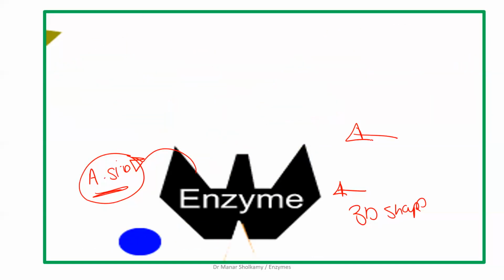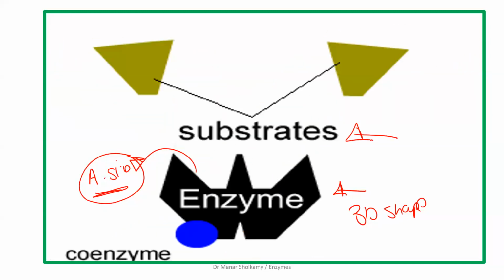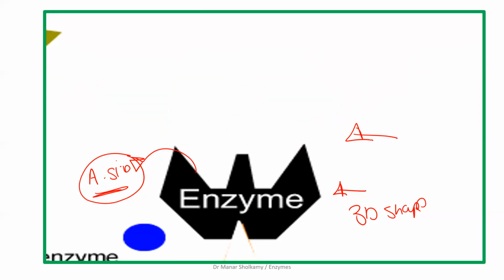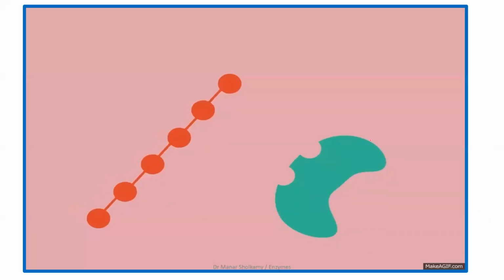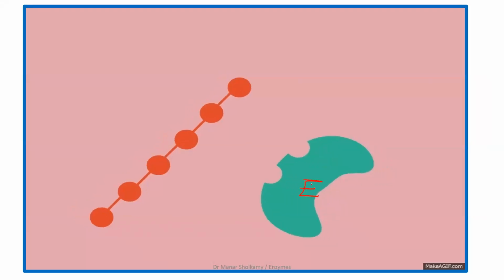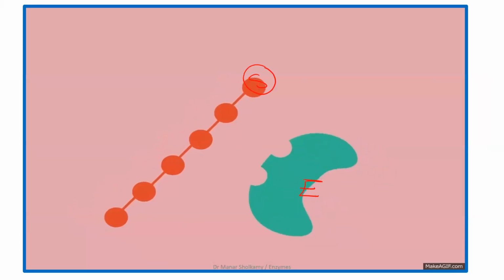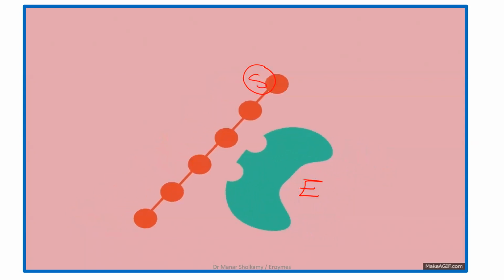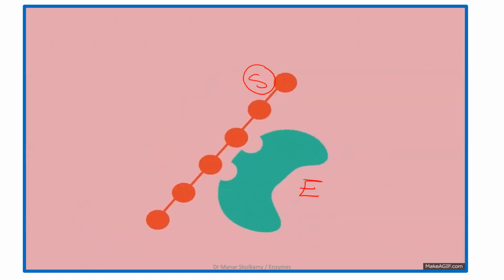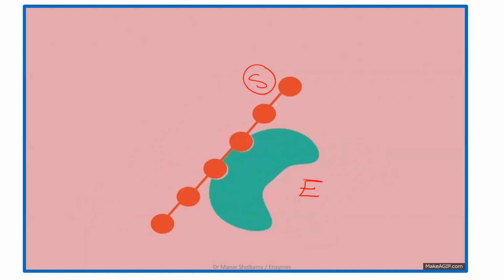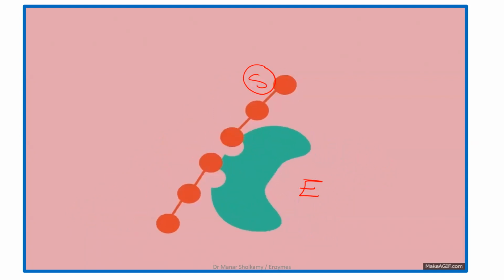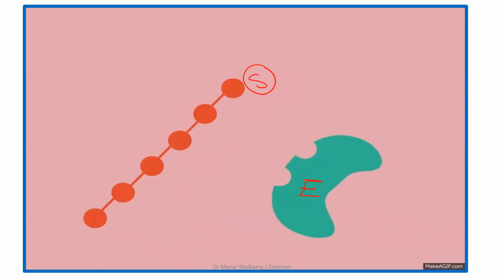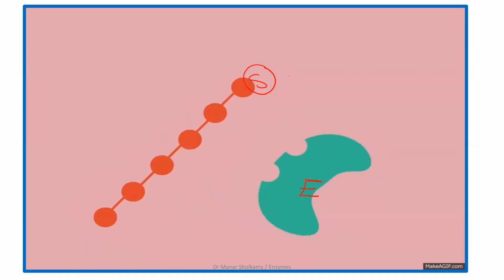It is the site that will fit with the substrate. And if the shapes of the active site and the substrate are complementary, they will fit together. If they are not complementary, they will not fit together, like this enzyme and this substrate. What is the substrate? The substrate is the molecule the enzyme is working on. Now, it's obvious here that the shapes of the active site and the substrate are complementary. Complementary.